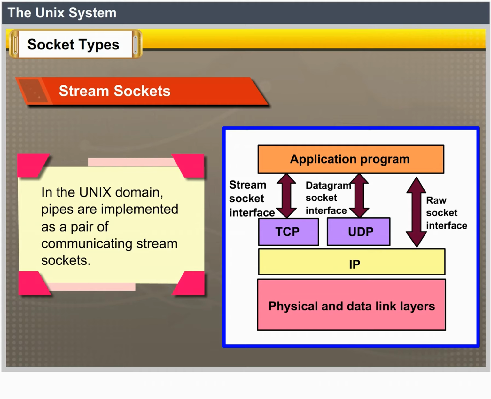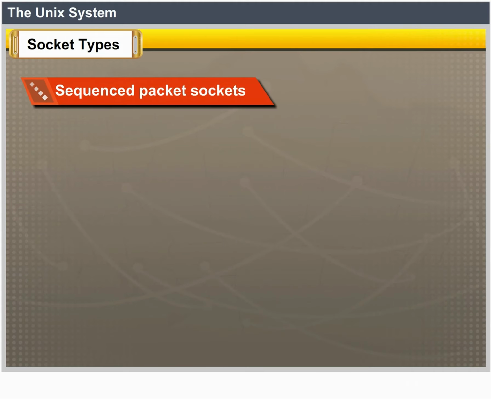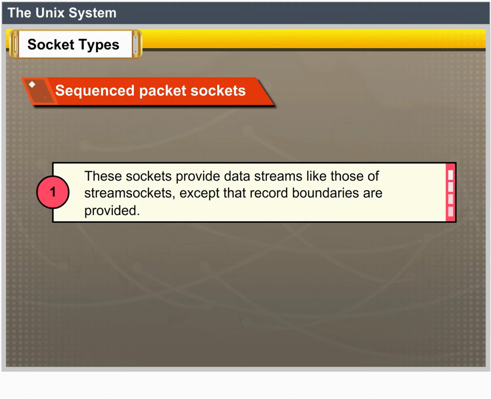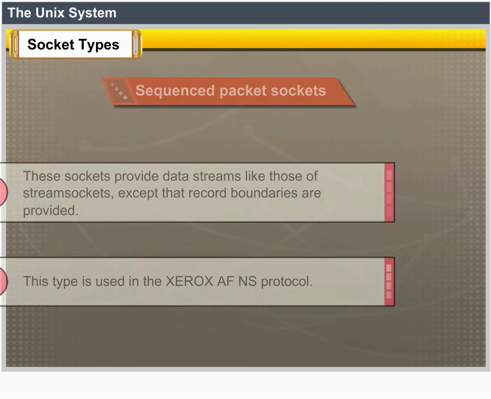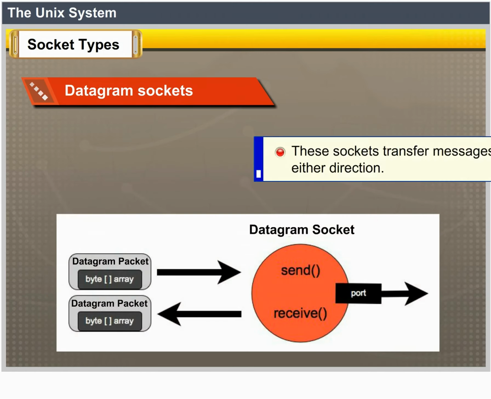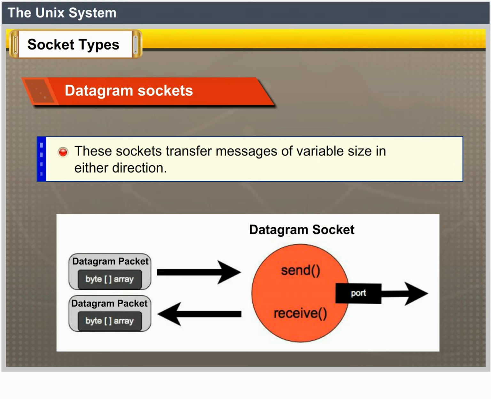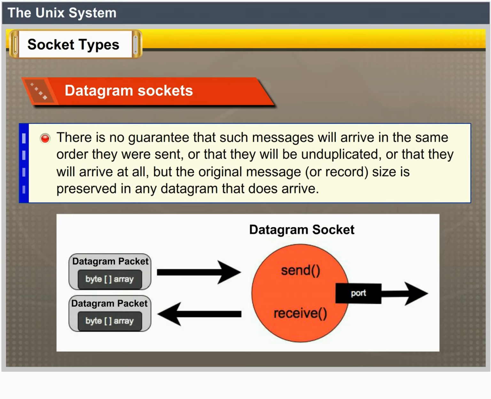Sequenced packet sockets. These sockets provide data streams like those of stream sockets, except that record boundaries are provided. This type is used in the Xerox AFNS protocol. Datagram sockets. These sockets transfer messages of variable size in either direction. There is no guarantee that such messages will arrive in the same order they were sent, or that they will be unduplicated, or that they will arrive at all, but the original message or record size is preserved in any datagram that does arrive. This type is supported in the Internet domain by UDP.